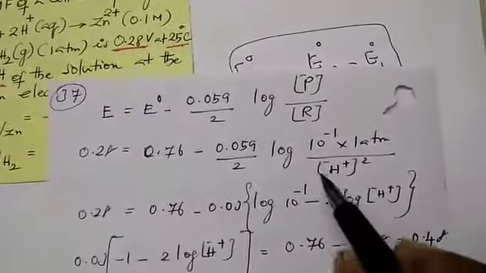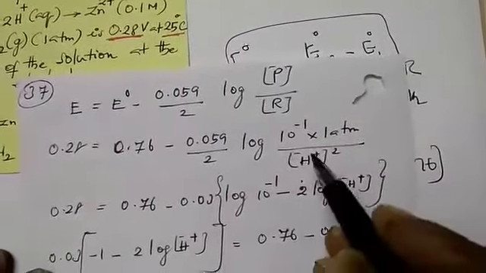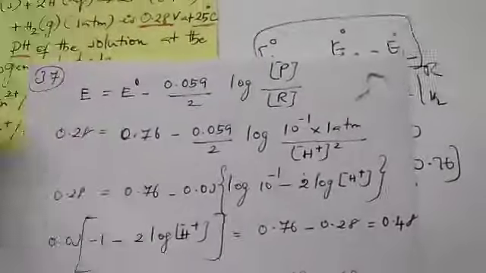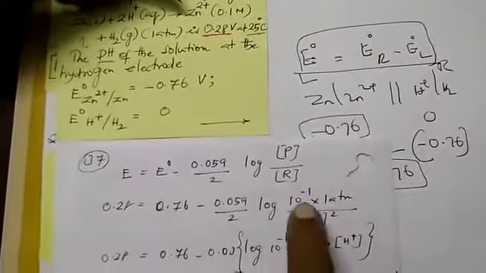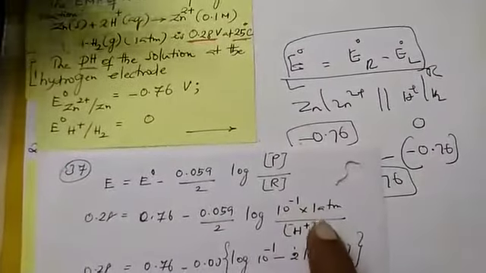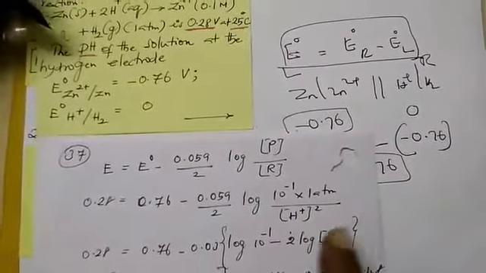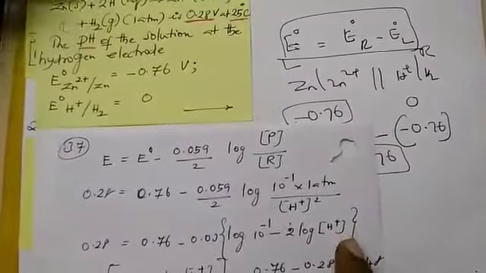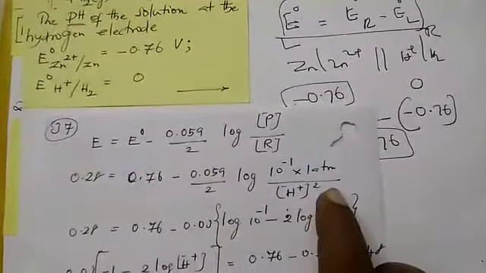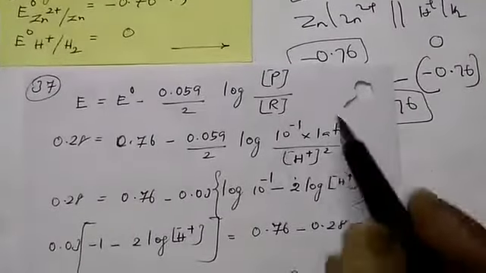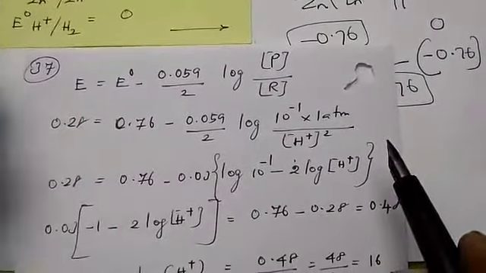Here, what is written in the equation is the product. Zinc is the product and its concentration is 10 power minus 1, into hydrogen at 1 atmosphere, divided by the reactant side, your H plus, which with the stoichiometry is H plus to the power of 2. So this is the knowledge we have taken based on the equation.